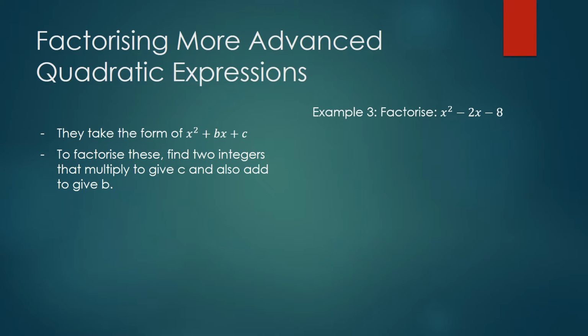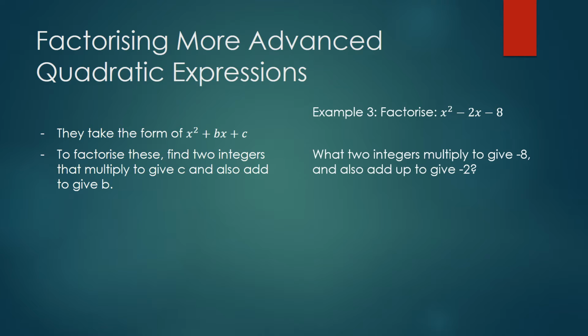Example 3 has us factorise the expression x squared minus 2x minus 8. So which two integers multiply to give negative 8, which is c, and add to give negative 2, which is b? You should have found out by now that it is 2 and negative 4, through either trial and error or some form of problem solving.